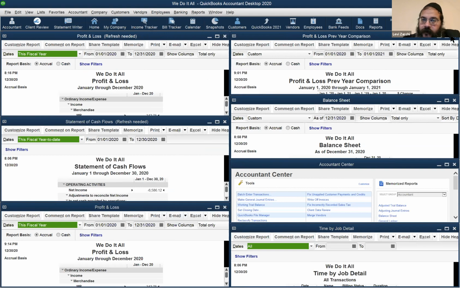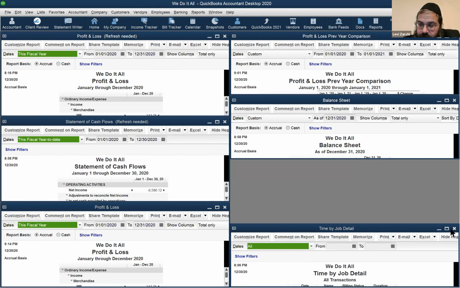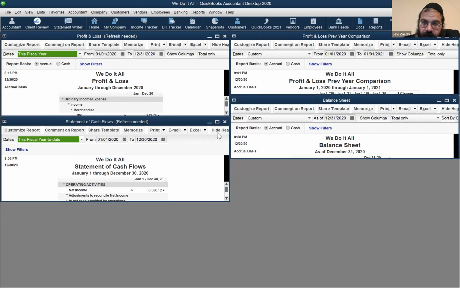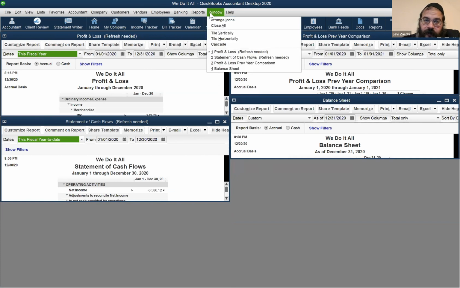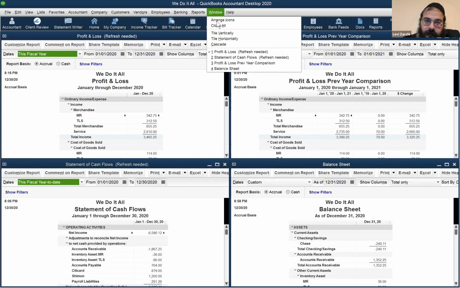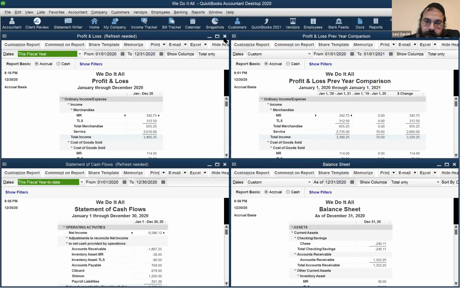If I close out a couple of them, like my accountant center, my time by job, and one of my P&Ls, which are extra, now you would see if it's vertical, they might find room to squash them forward. Actually, they don't. Window horizontally is not going to change because it's a square screen that I'm working from.